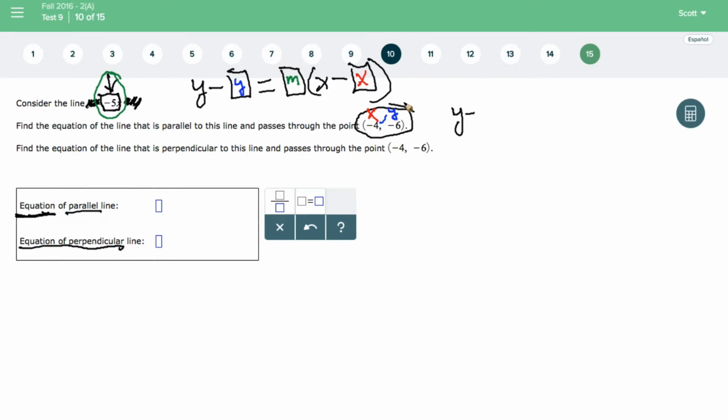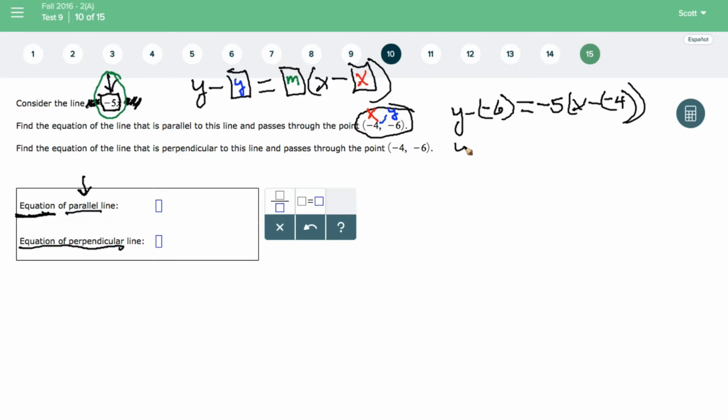Y minus y, which is negative 6. If you remember, those points are always x comma y. Equals, what's my slope? We said it's negative 5. And then x minus, and our x is right here, negative 4. So here's our equation. And this would give us the same slope, which would make it parallel. Remember, parallel is the same slope.